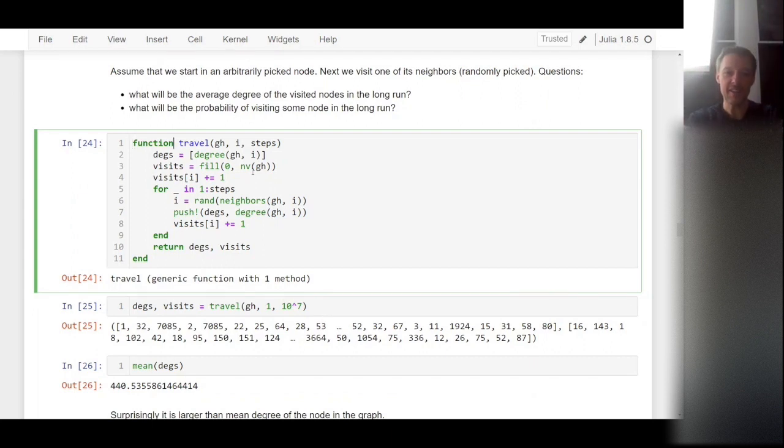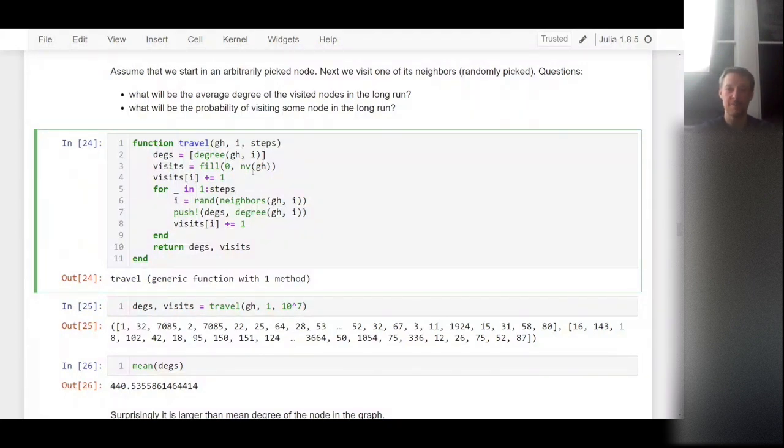So I create a function that is called travel. Oh, and by the way, doing simulations is one of the strongest advantages of using Julia. So, there are many applications where Julia is nice, but actually, if you need to do a simulation, this is the area where Julia is really a good language to use, because you can do those simulations very fast.